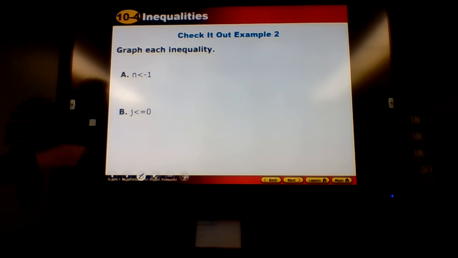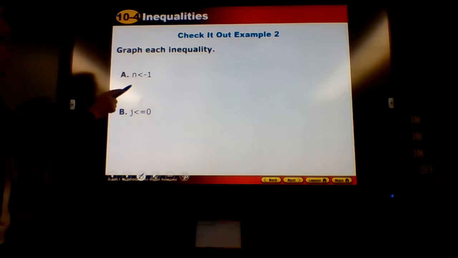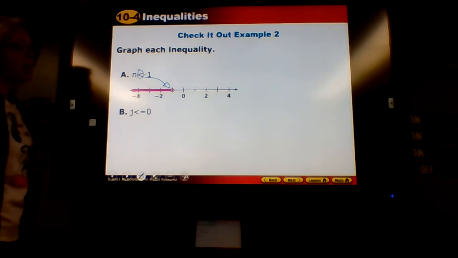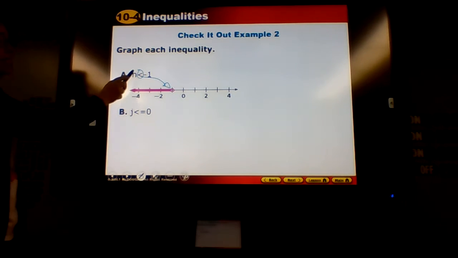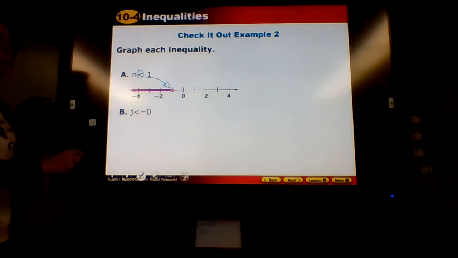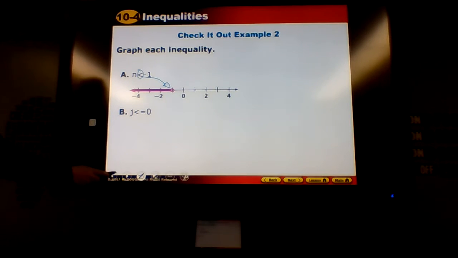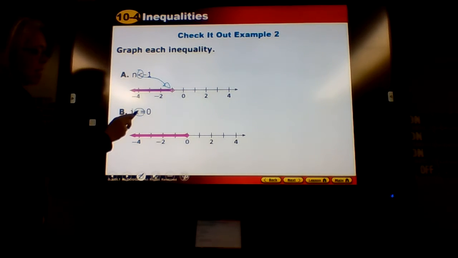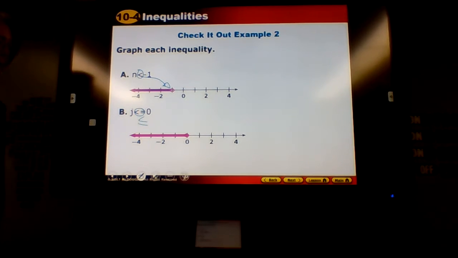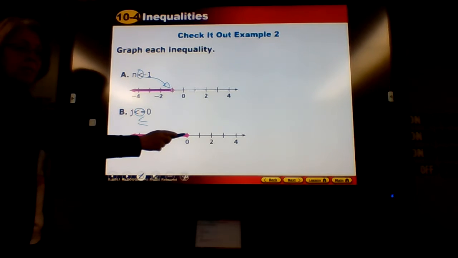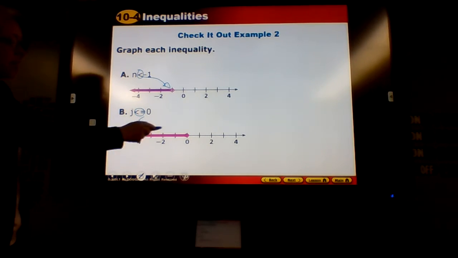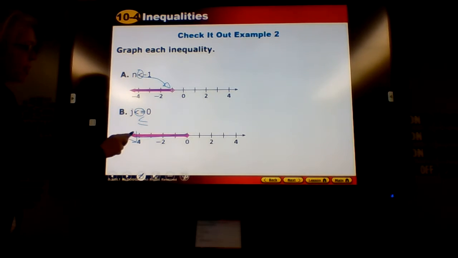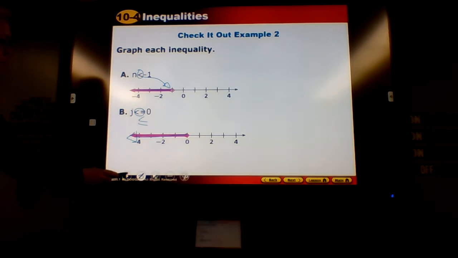Graph each inequality. This is just some more practice. So number line again, open circle because negative 1 is not included, and then it's less than negative 1. All the numbers to the left would be less than negative 1. J is less than or equal to 0. They must have had problems writing these, but it should look like that. Closed circle because it's an equal to symbol, and then less than would go to the left of 0. Just like that. Don't forget your arrow at the end because it could go on forever.